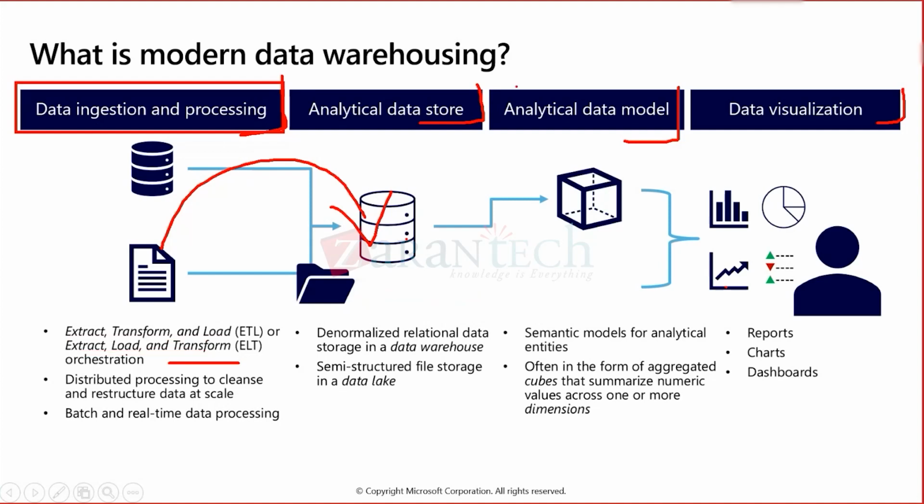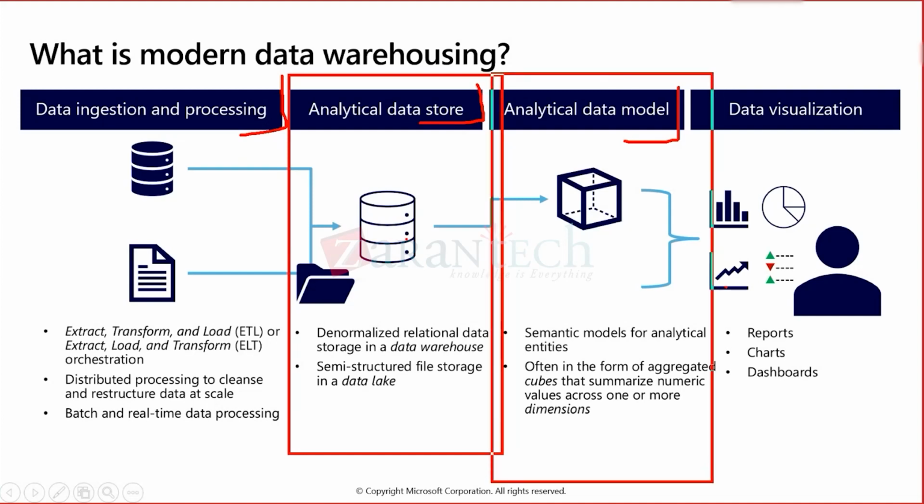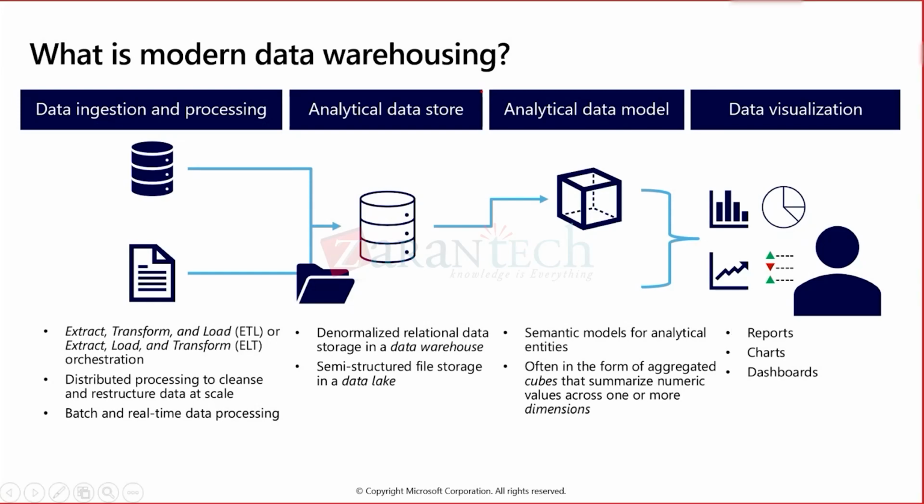Now, let me talk about the analytical data store component. Data stores for large scale analytics include relational data warehouses, file system based data lakes, or hybrid architectures that combine features of a data warehouse and a data lake. After that, the next component is analytical data models. Here, our data analysts and data scientists can work with all this data directly in the analytical data store.